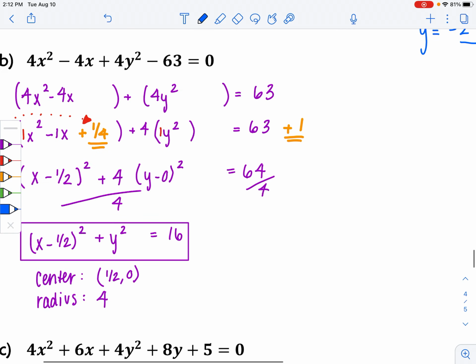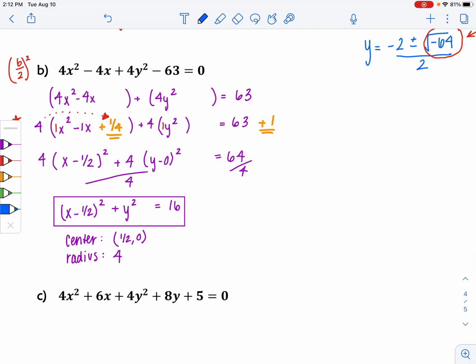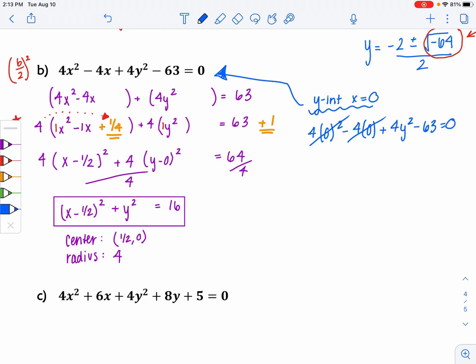Let's quickly do that y-intercept. One more for great practice, never hurts. So y-intercept just means plugging in x is 0. So we got 4 times 0 squared, 4 times 0 plus 4y squared minus 63. Again, I'm taking the easiest one, so it's just that original. You definitely can do the one at the bottom, but again, let's make our lives easy. Goes away, goes away. I have 4y squared minus 63 equals 0.